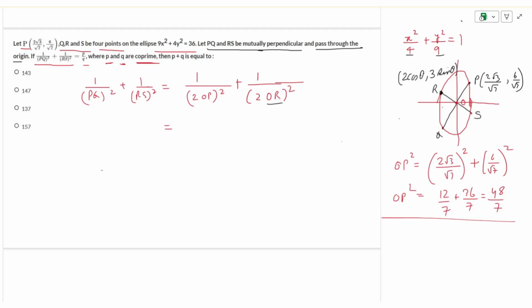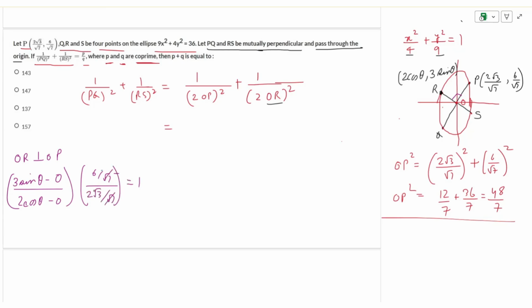How are you going to figure out what R is? The only thing which is given to you is that they are perpendicular. So use the fact that OR is perpendicular to OP. The product of the slopes should be -1. So get the slope of OR: 3 sin theta, y2 minus y1 upon x2 minus x1. And then for OP, again you have to write 6 upon root 7 minus 0, and 2 root 3 over root 7 minus 0. The product should be negative 1.